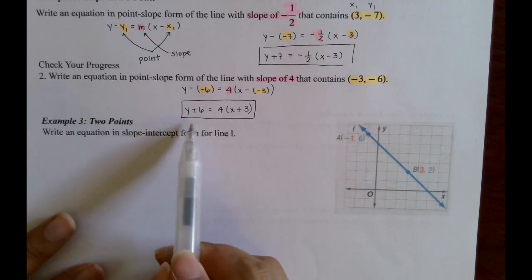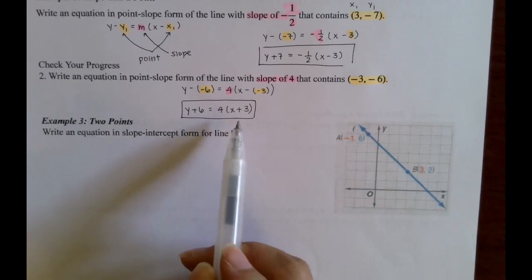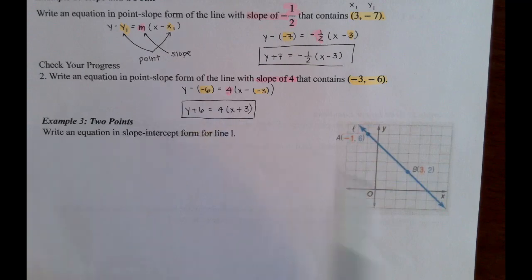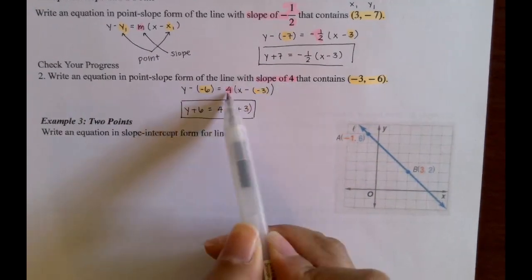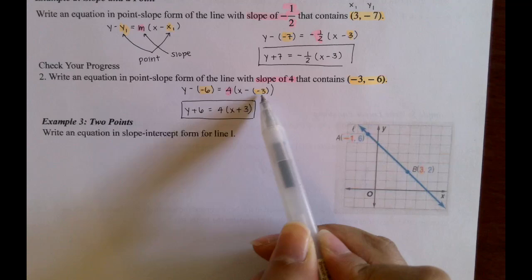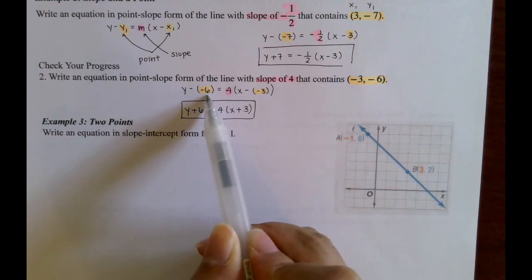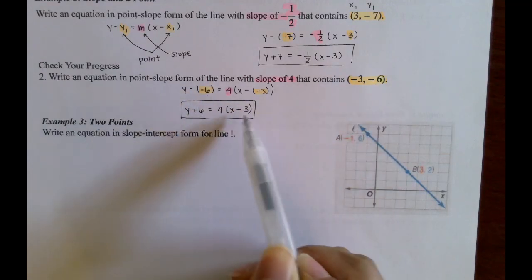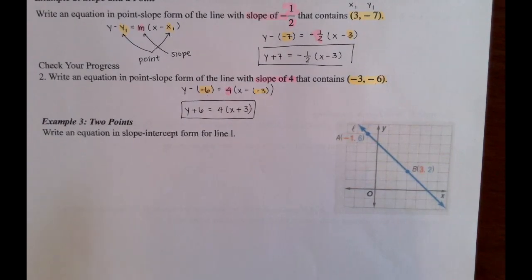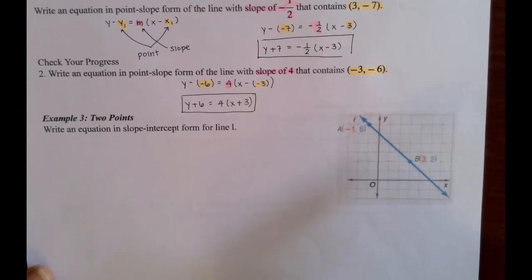Okay, you should have gotten y plus 6 equals 4 times the quantity of x plus 3. Okay, plugged in the slope of 4 into the m position, -3 into x1, and -6 into y1, and then the minus and negative turned it into a plus. Okay. So here's the next one.